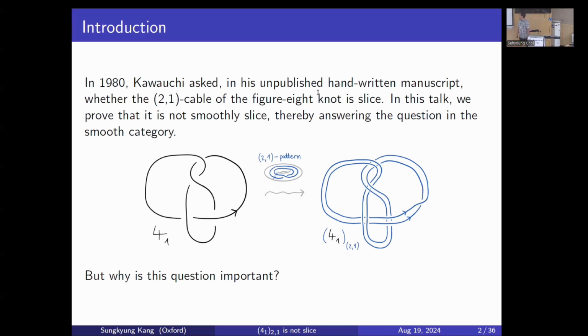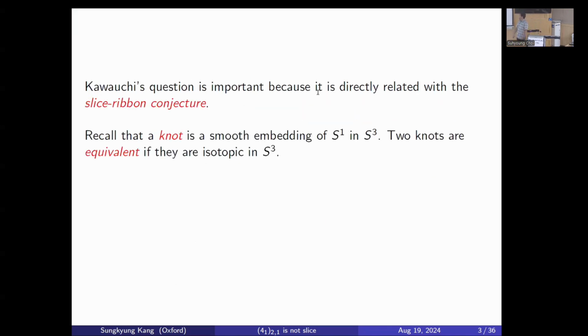What does it mean, and why is this question important anyway? This question is important because it is directly related to one of the attempts towards disproving something called the slice ribbon conjecture. So recall that a knot is just a smooth embedding of a circle in S3.